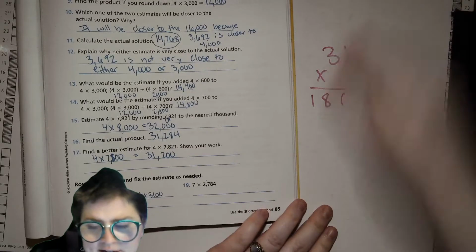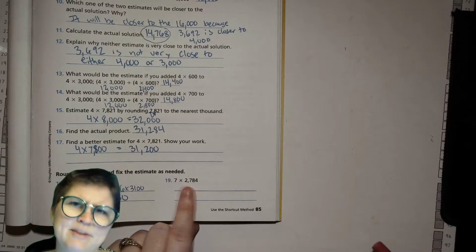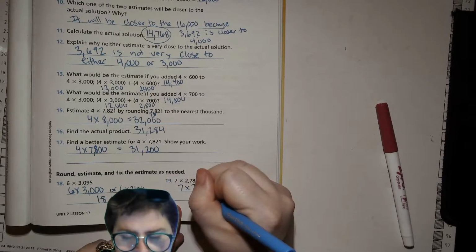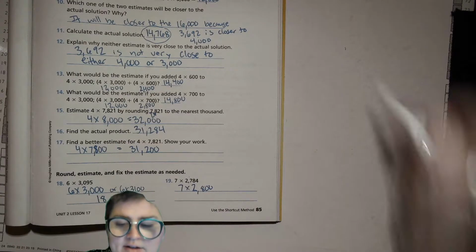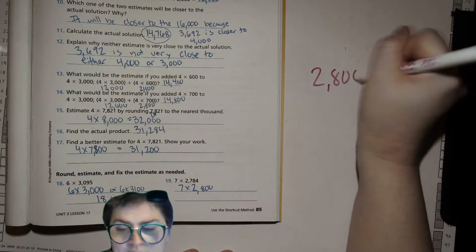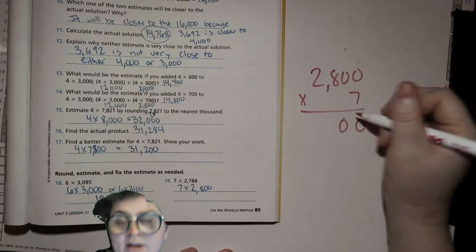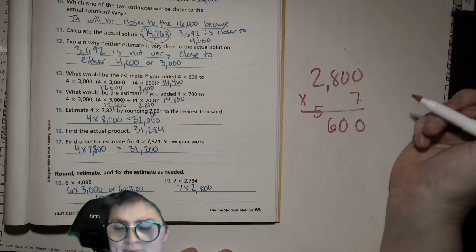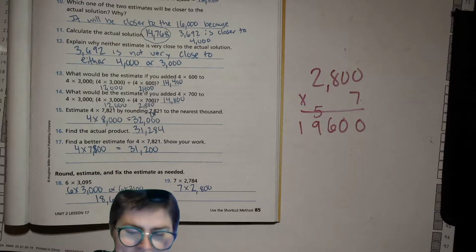Now we're moving on to the next one. What do you think we should round that to? We could go just to 3,000, but that's going to be kind of far off, right? So how about we go 7 times 2,800. That's pretty close. It's only like 20 away. 2,800 times 7, 0, 0, 56. So 5 goes there. 7 times 2 is 14, plus 5 more, 19. 19,600.